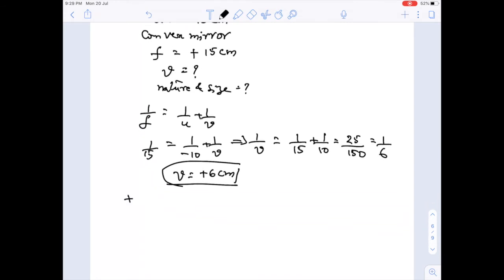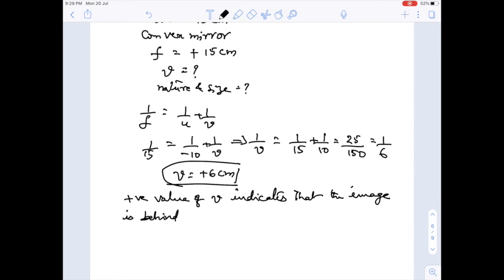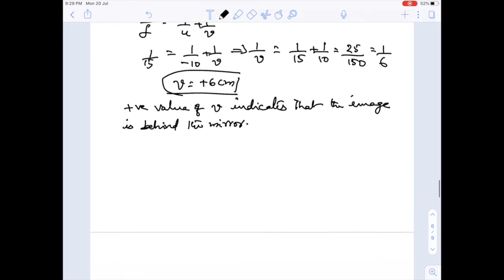The positive value of v indicates that the image is behind the mirror. Image is behind the mirror because v is positive.